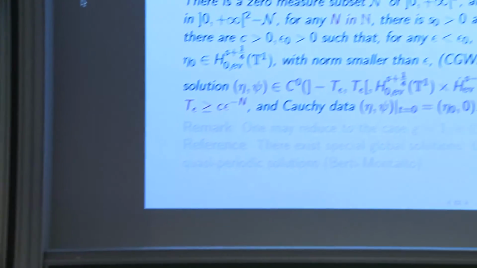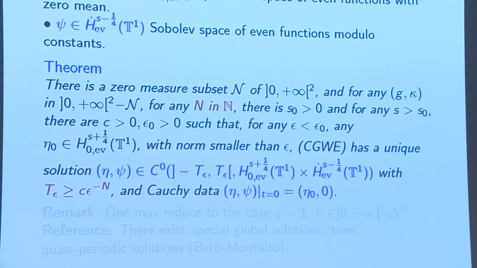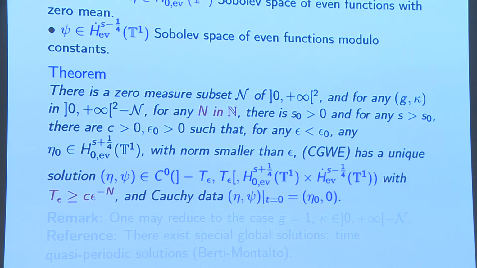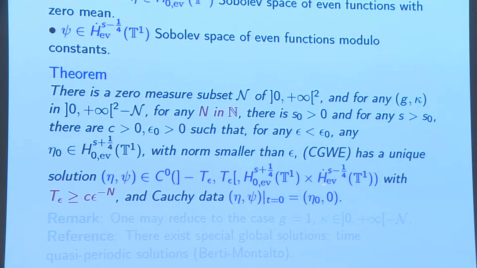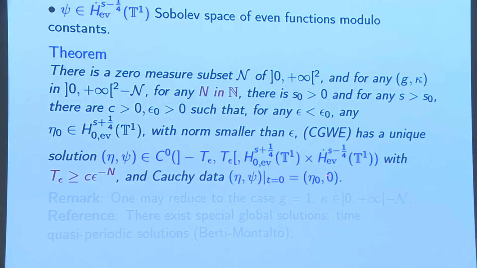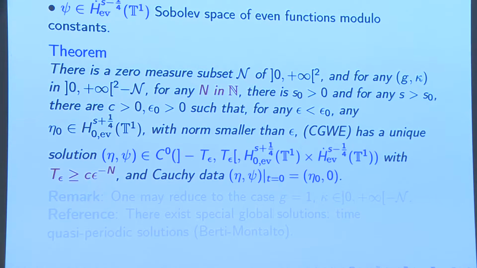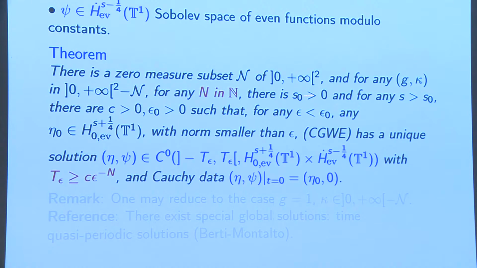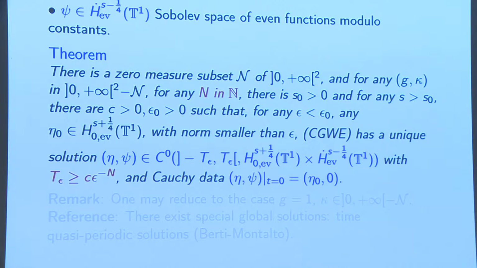If you take Cauchy data which are small enough, which are smooth enough, which are reversible in that sense, in the sense that the second component should be 0 at t equals 0, and if, moreover, you have taken your parameters outside some exceptional subset of zero measure.